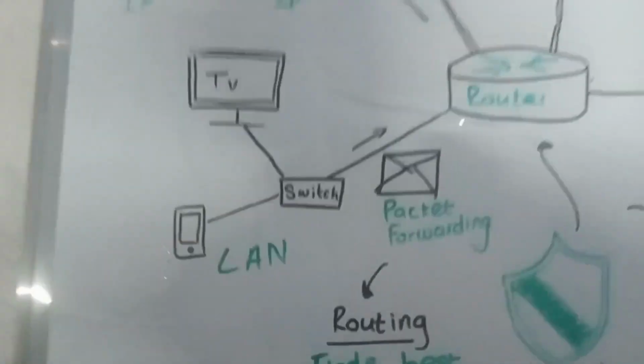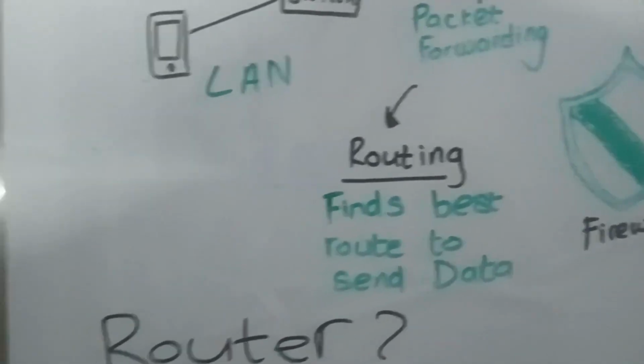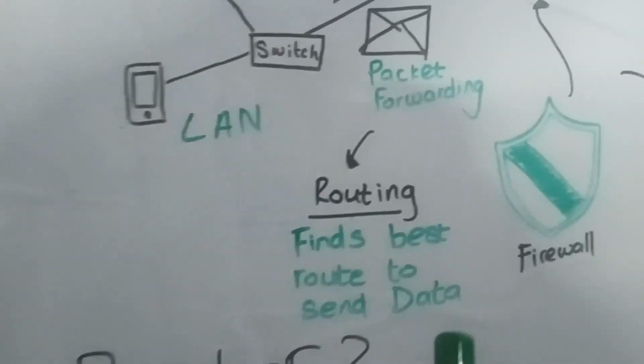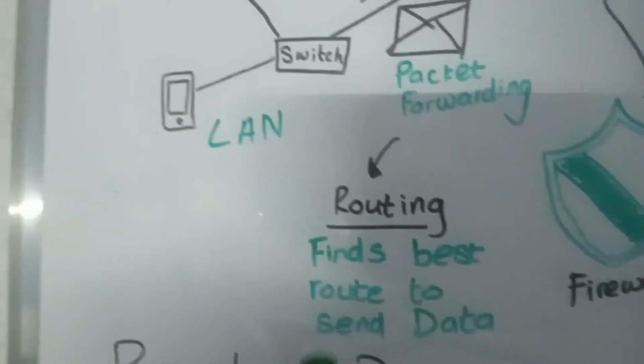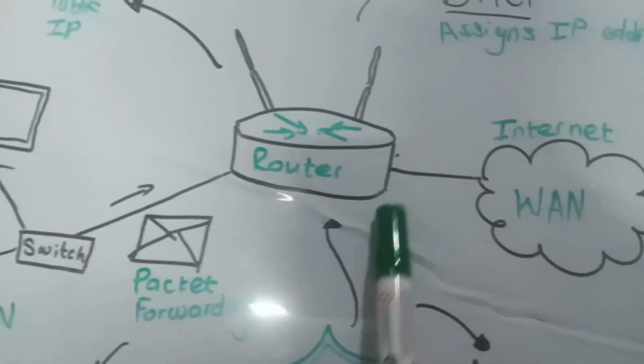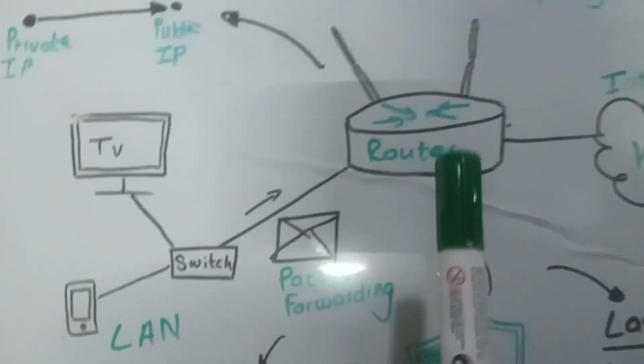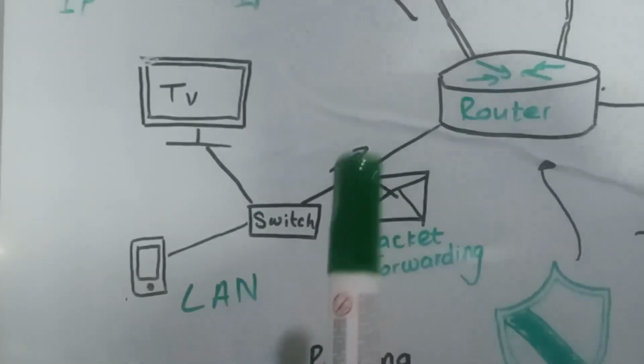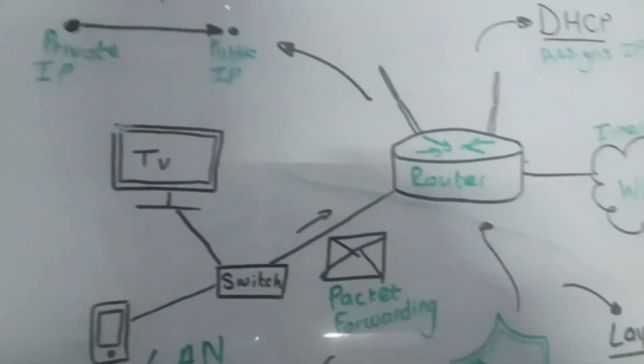Now, why is it called a router to begin with? Well, it's called a router because it is responsible for routing, for finding the best route to send data. Sometimes it might be connected to different routes and it can choose the quickest route that is needed to send this data packet.